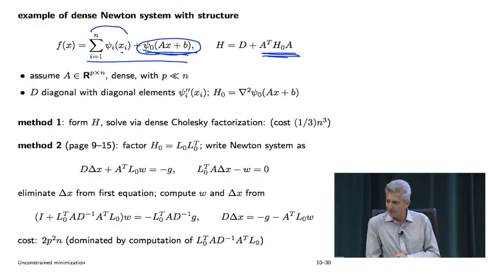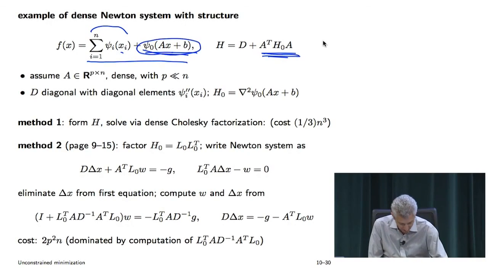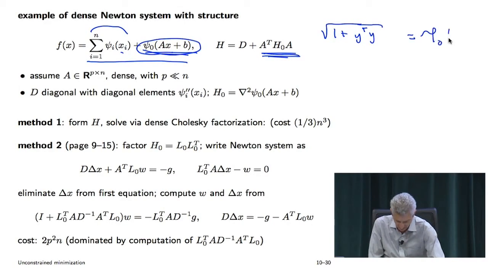Okay, so here's my advice, very practical. Don't do that, okay? You will be very sorry. Use the chain rule absolutely whenever you can. Usually psi 0 is something real simple. Psi 0 could be something like the square root of 1 plus y transpose y. There you go. That's a nice differentiable function. That's psi 0 of y.